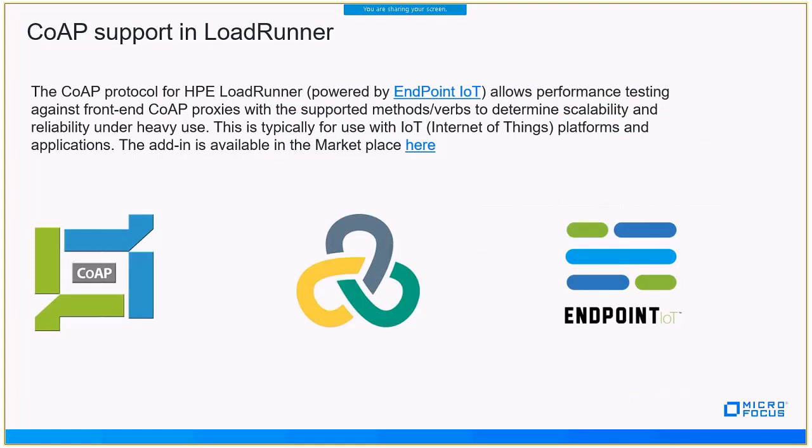As mentioned before, there is also the addition of CoAP support in LoadRunner 12.55 through a partnership with Endpoint IoT. The CoAP protocol, or Constrained Application Protocol, allows performance testing against front-end CoAP proxies with the supported methods or verbs to determine scalability and reliability under heavy use. It can be used through an add-in that is available in the Micro Focus SaaS marketplace. You can download it, install it, all the documentation is there, and feel free, we are here to help with any questions possible.